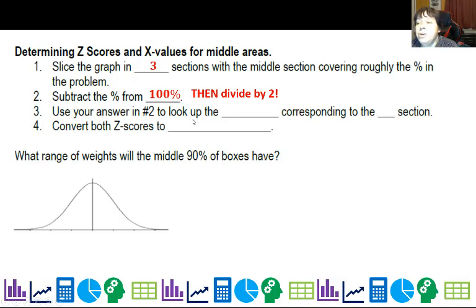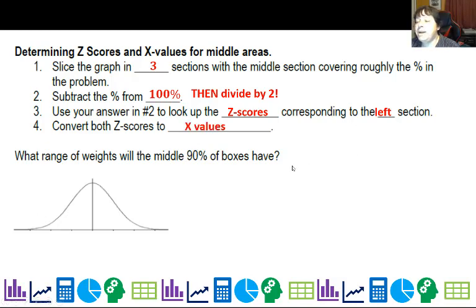All right. You're going to use your answer in number 2 to look up the z-score corresponding to the left section. You're also going to have a z-score for the right section, and it should just be the positive version of the negative z. Convert both z-scores to x values, and you're done.